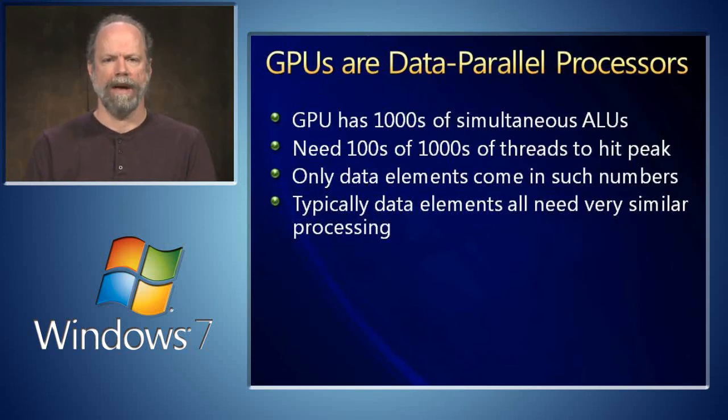So now we say we have a GPU which has 1,000 simultaneous ALUs, and the question again is, where are we going to get the processing tasks to feed that many cores simultaneously? And the answer is data elements, because only data elements come in that sort of a number. And typically all the data elements that you'll have, say, in an image like pixels, will all need to have a very similar operation done to them, which means that a SIMD architecture where there is a single instruction counter for a fairly large number of threads leads to a lot of efficiency in the performance.